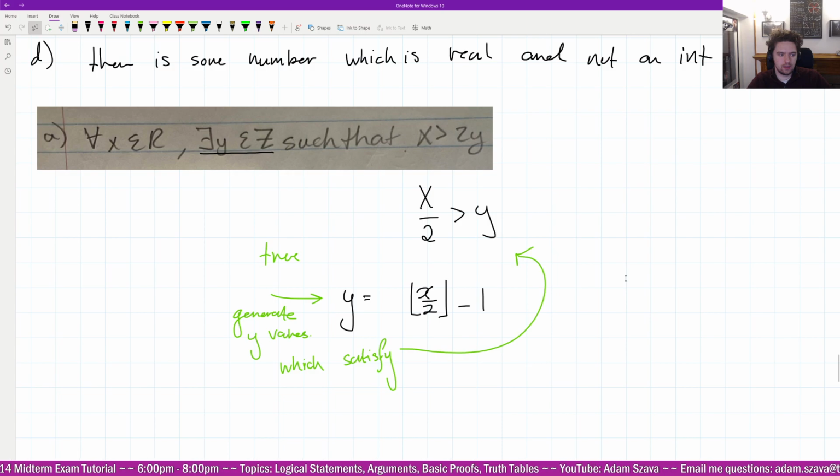Yes. So why do we need the floor? Because we say... Actually, never mind. I see it. Y has to be an integer, right? Yeah. If we leave it as x is greater than 2y and say y is x over 2 minus 1, and then plug it in and it all cancels out, would that be fine? That would be fine if this was an R here, but y has to be an integer.